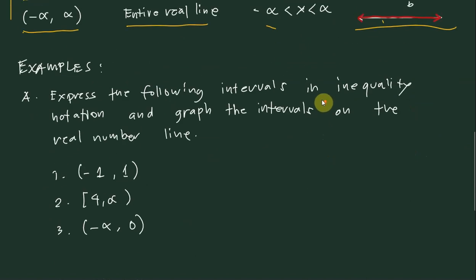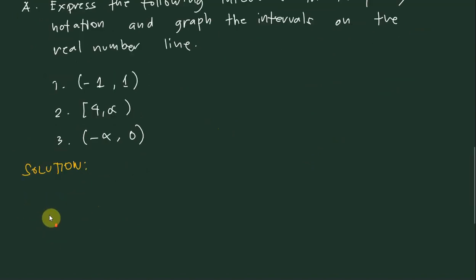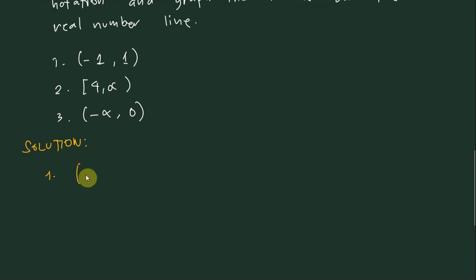Okay, so let's do some examples. Express the following intervals in inequality notation and graph the intervals on the real number line. Okay, so let's start. Let's answer. So for number 1, we have -1 and 1, right? Okay, so what is the inequality notation for this?